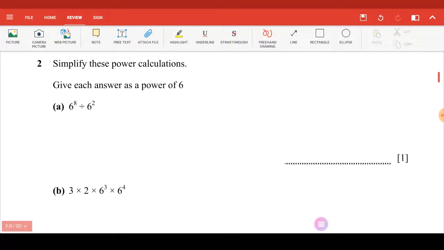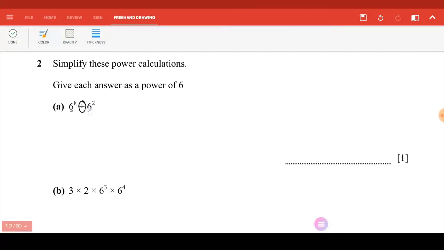Number 2, simplify these powers calculations. Give each answer as a power of 6. When we simplify the powers, as you know, when we divide the same bases, we subtract the powers. So the answer will be 6 power 8 minus 2. The answer will be 6 power 6.